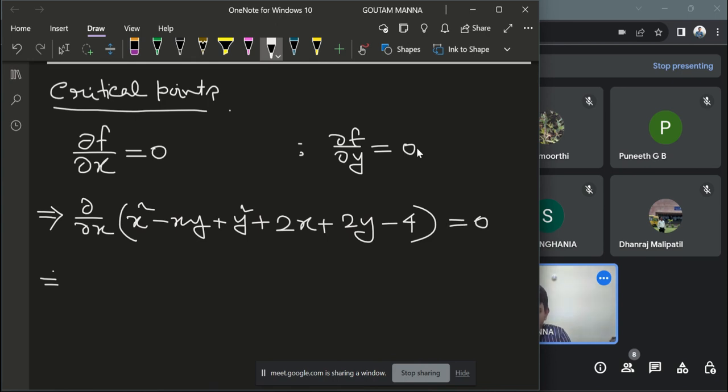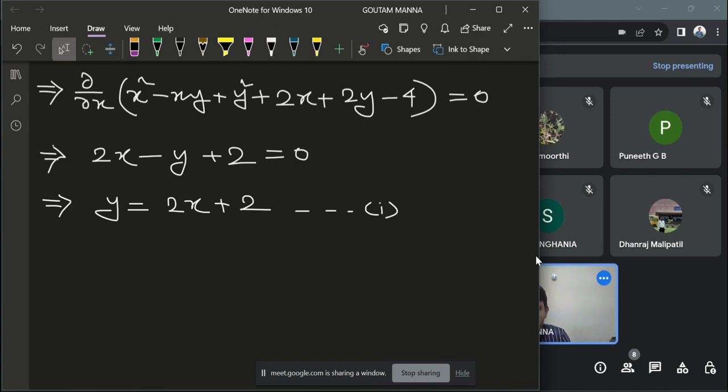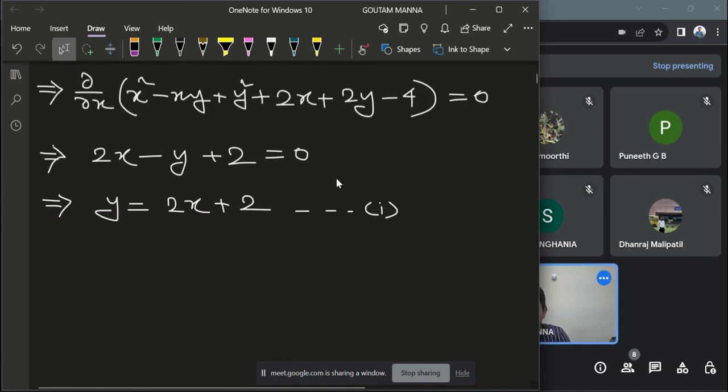Equals to 0. This implies, if you do del x of the first term, it will be 2x, minus y, and del x of the second and third term is 0, the fourth term is plus 2, and the other terms will be 0. So from this relation I can write y equals to 2x plus 2. So that is equation 1.